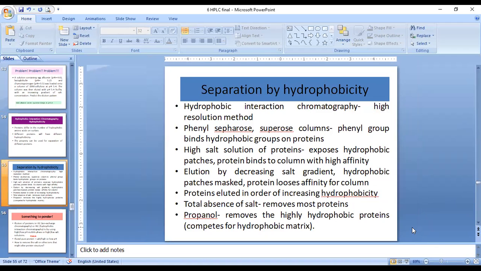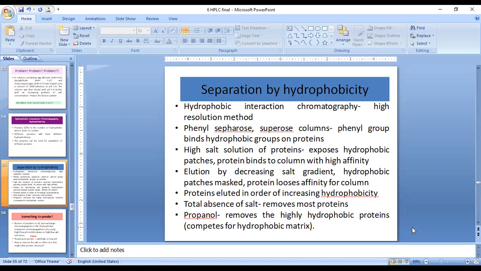Okay. So this is a high resolution method. We have special columns that are used in hydrophobic interaction chromatography, and that is the phenyl sepharose column. Phenyl groups are present on this column. That is also sometimes called a Superose column. These names, Superose or Sepharose, are actually brand names of companies, so we are not very much interested in that at present.